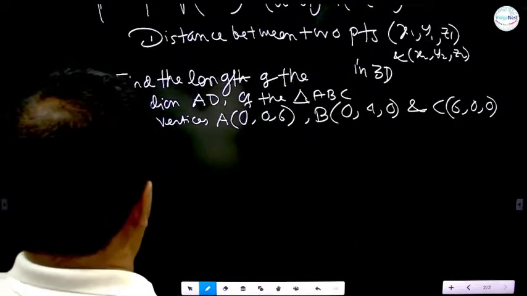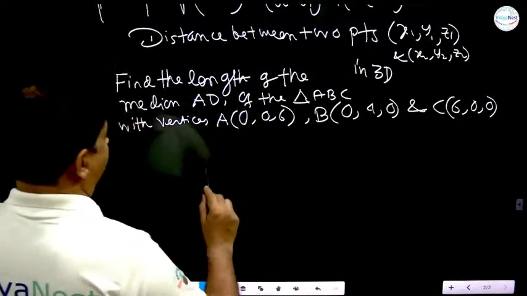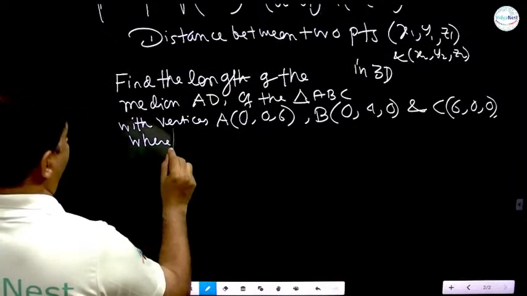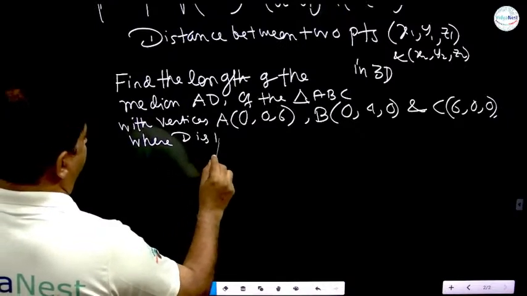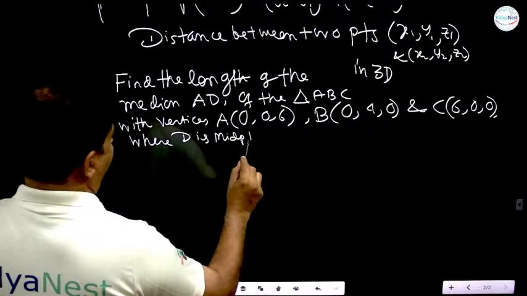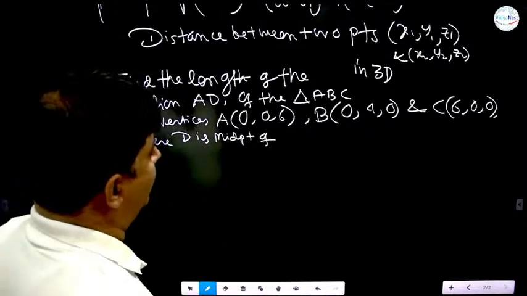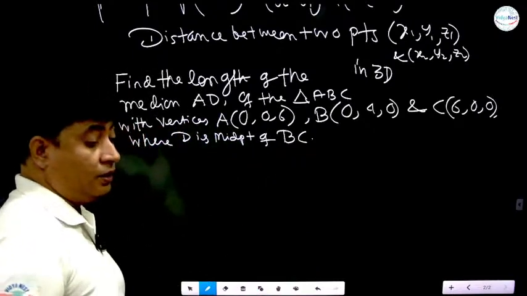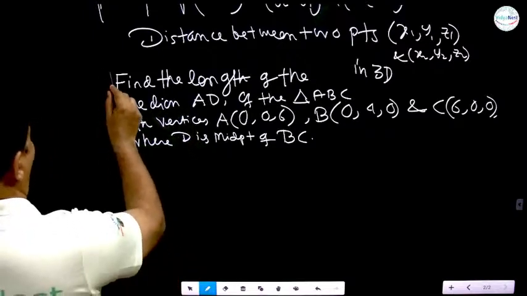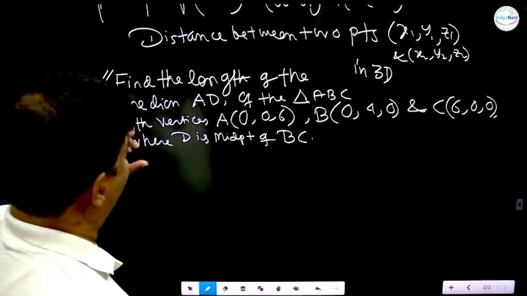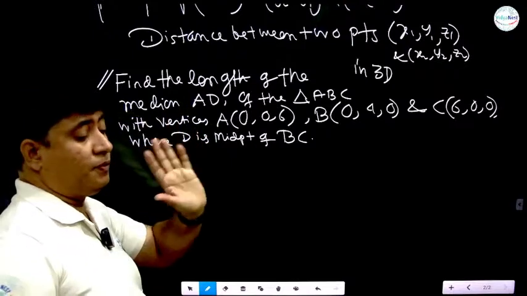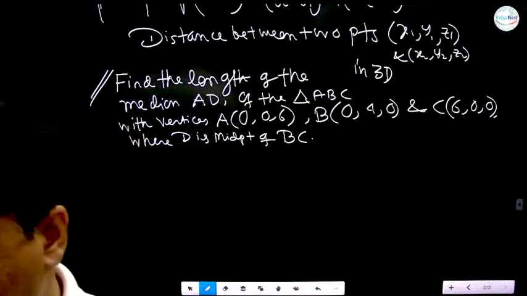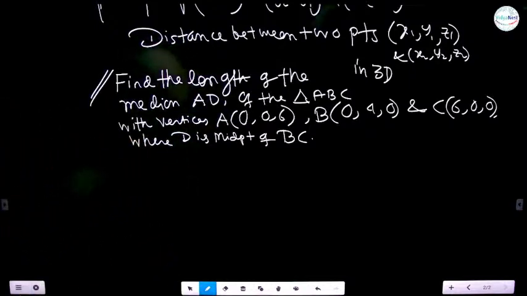Where D is the midpoint of BC. So you are told to find the midpoint. Here the distance formula we are taught, but midpoint that is not taught yet. So let us discuss how to find the midpoint.